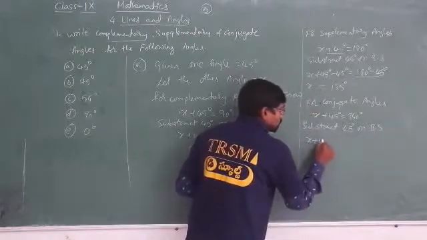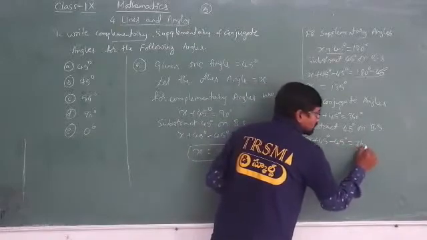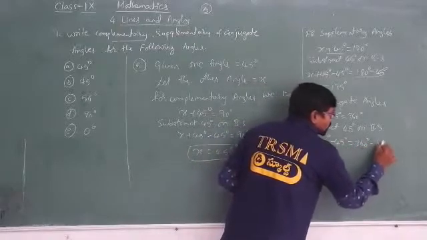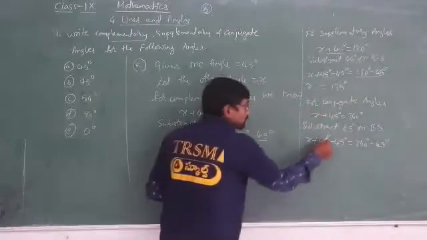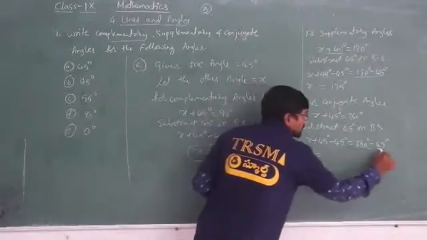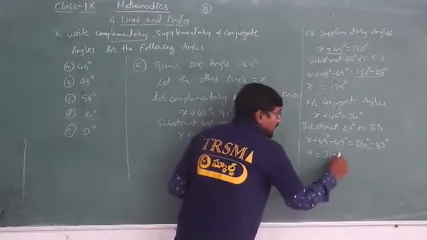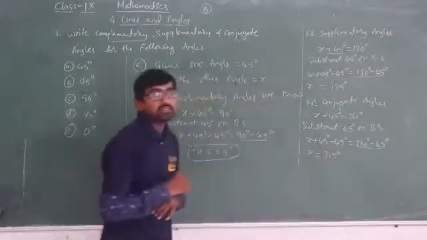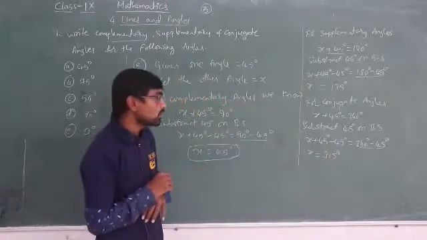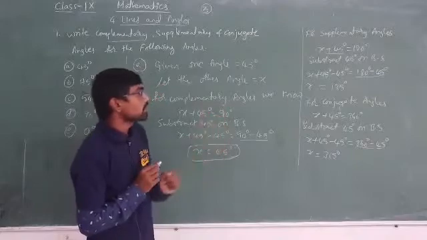So x plus 45 degrees minus 45 degrees is equal to 360 degrees minus 45 degrees, isn't it? So plus 45 minus 45 will become 0. So x is equal to 360 minus 45 degrees. So I will be getting 315, isn't it? This is how you will find the complementary, supplementary and conjugate angles.